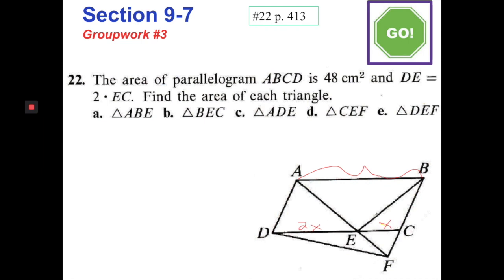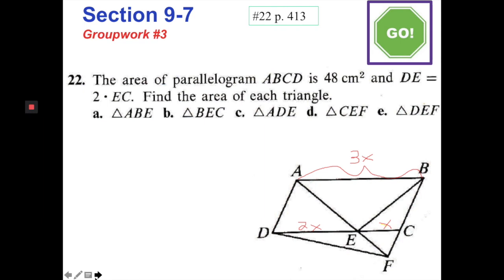as the length of EC. So 2x plus x would be a variable representation, because we don't know exactly how long DC is here, but a variable representation of how long one of the sides of the parallelogram is. So 2x plus x is 3x, and that would be the length of DC. So that's going to tell us what the length of AB is, because AB is congruent to DC, because opposite sides of a parallelogram are congruent.